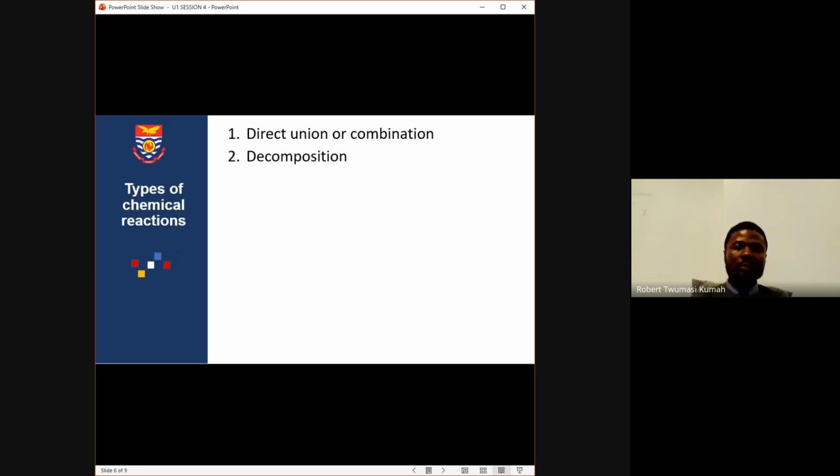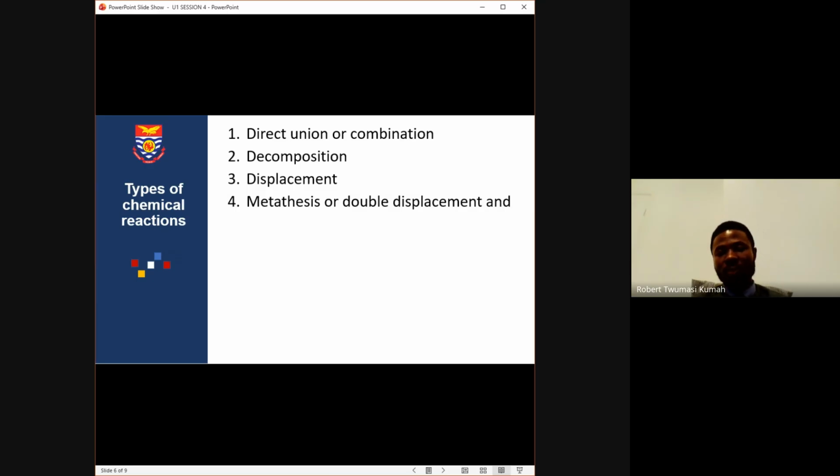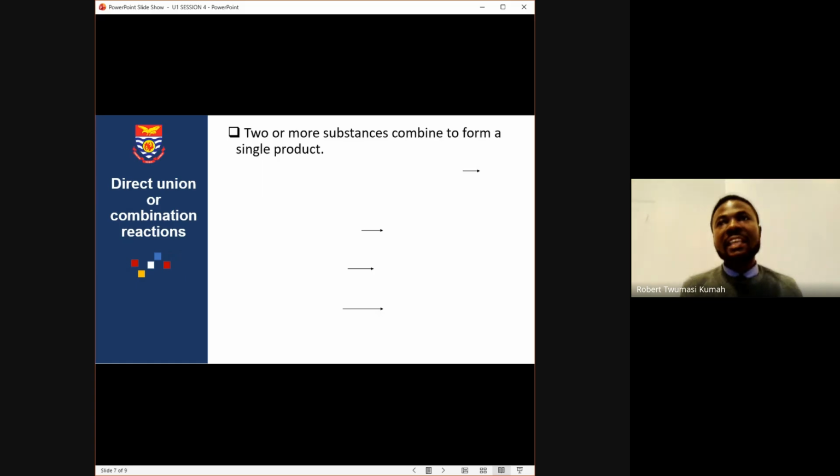And with the types, we have the direct union or combination reactions, we have the decomposition reactions, we have the displacement, we have the metathesis or the double displacement reactions, and then we have the combustion reactions. So let's go with the combination. The combination is just like A plus B giving us AB. It's very simple.